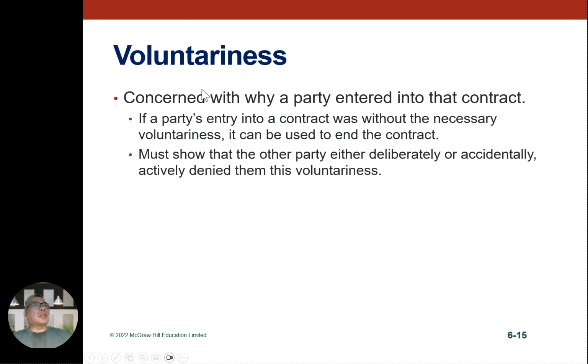Voluntariness is concerned with why a party enters into a contract. If a party's entry into the contract was without the necessary voluntariness, it can be used to end the contract. You must show that the other party, either deliberately or accidentally, denied them voluntariness. So what are the things?